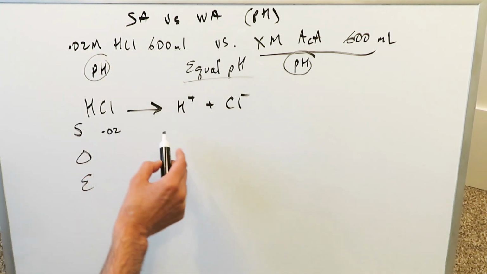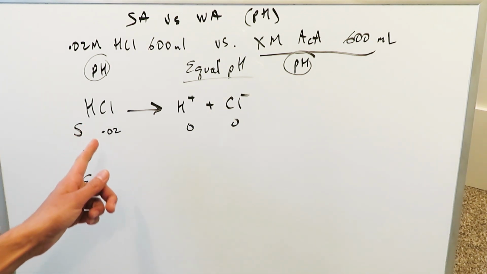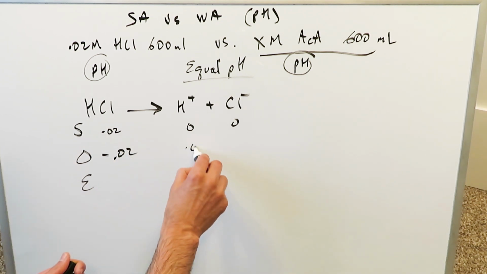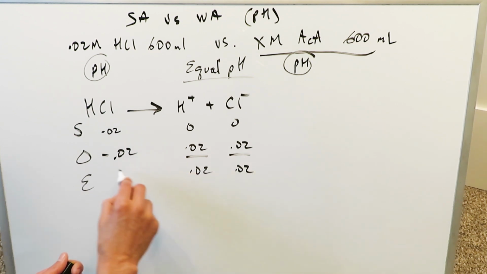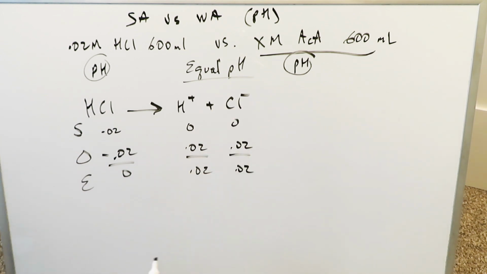You have 0.02 molar of it, you have 0, but after the dissociation, because we know it dissociates 100%, you're going to have 0.02 subtracting and you'll have 0.02 adding over here. What you'll end up seeing is this zeroes out, HCl zeroes out because it dissociates completely into these aqueous ions. Your amount of hydrogen ion concentration is 0.02 molar.